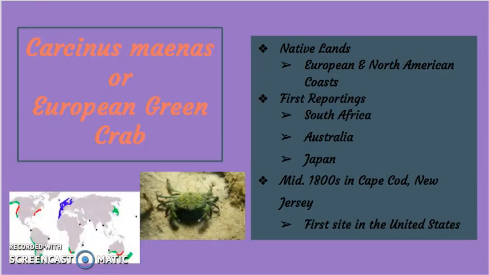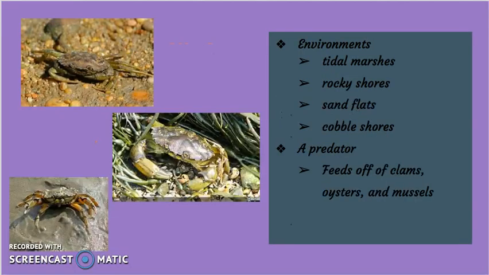The Carcinus maenas, or European green crab, is native to European and North American coasts, reaching all the way to the Baltic Sea. The green crab first entered the United States around the mid-1800s, discovered in the Cape Cod region of New Jersey. The green crab is found in its natural habitat environments of tidal marshes, rocky shores, sand flats, and cobble shores.